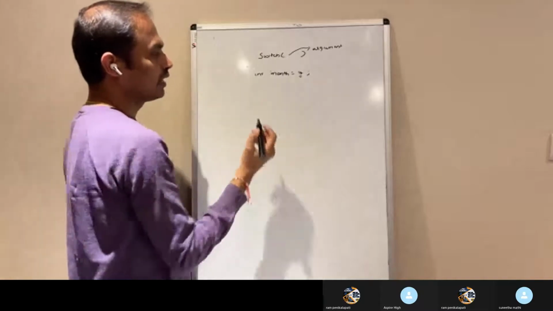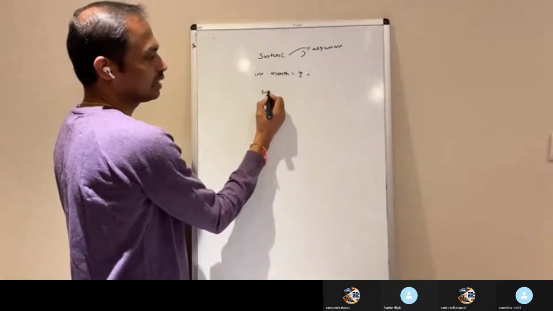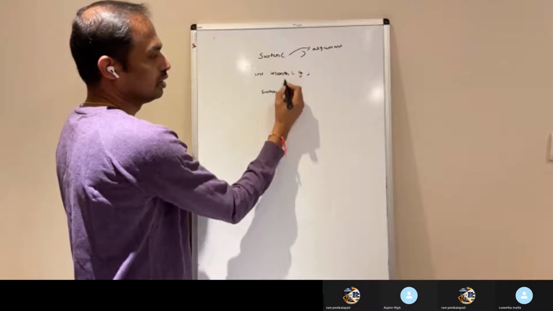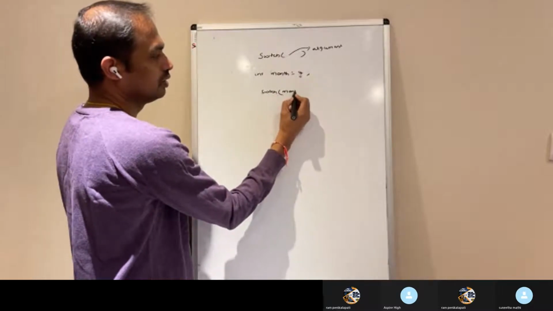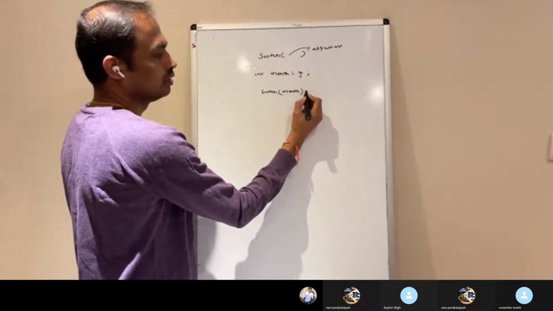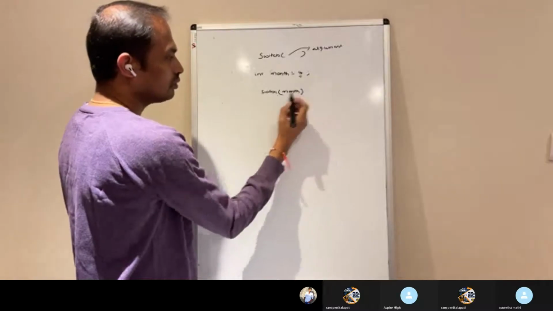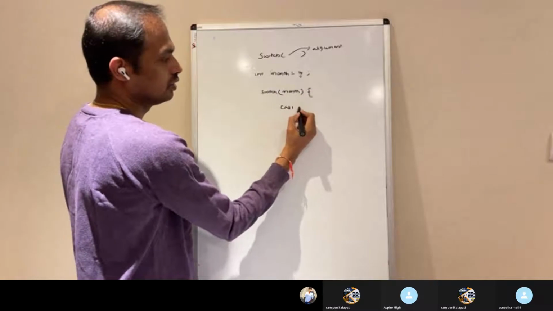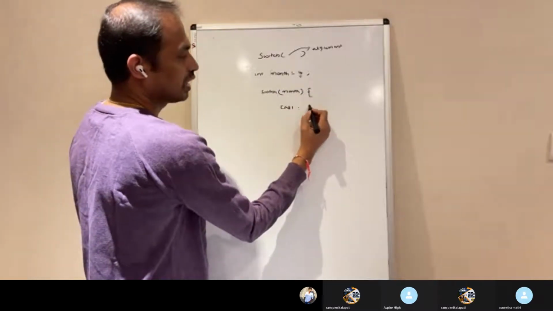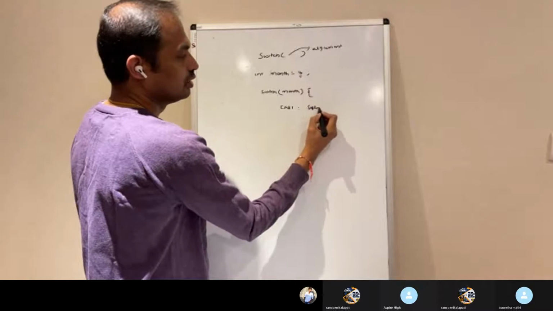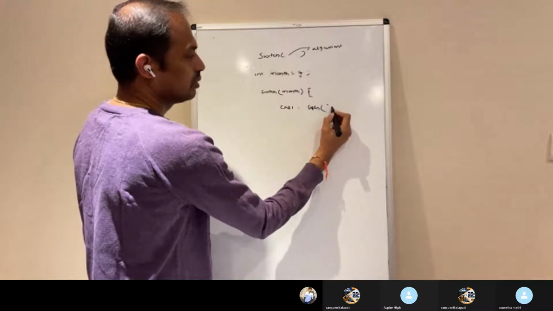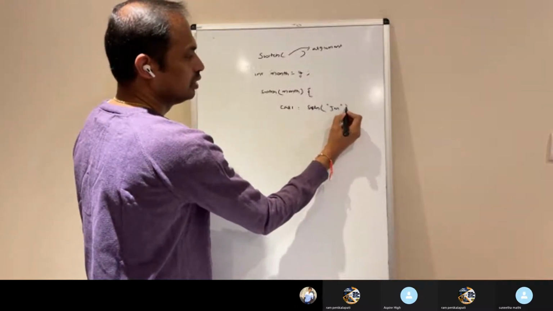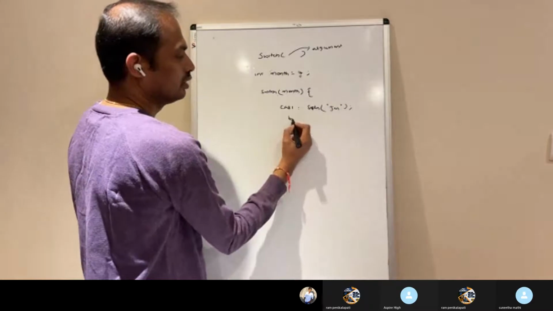So we can write in different ways. We can write like this also, switch month. Now case 1, we can print directly SOPLN, system.out.println print January, break.